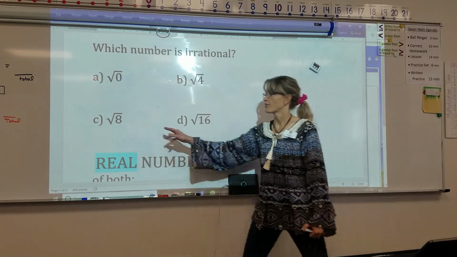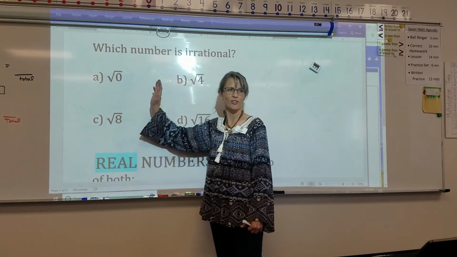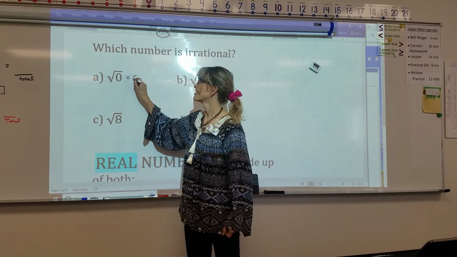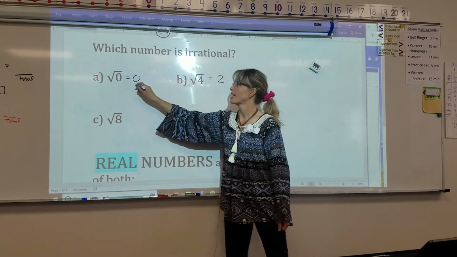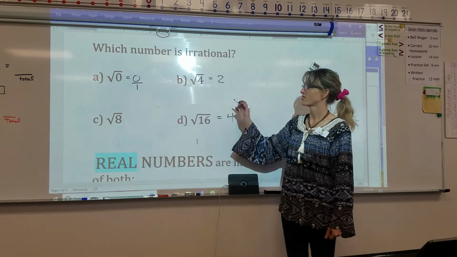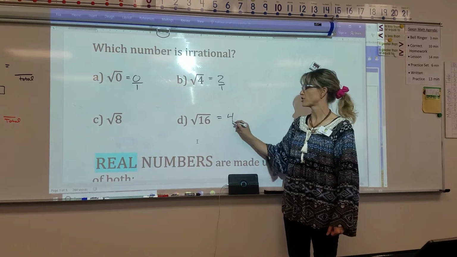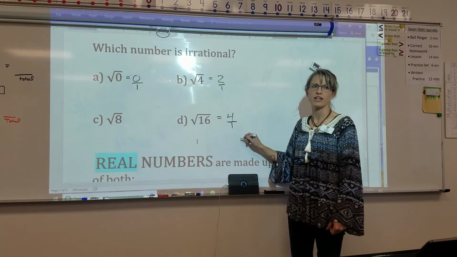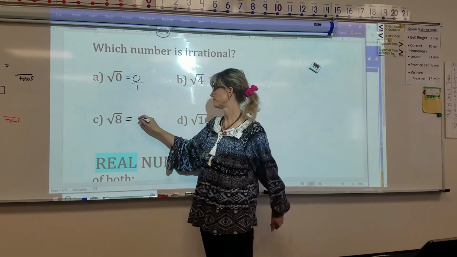All right, those of you that raised your hand on C were correct, but not the whole class did, only like a third of you did because you weren't totally sure. Let's figure it out. That's 0, that's 2. This is 4. Can I make a ratio out of that? Mm-hmm. So that's rational. Can I make a ratio out of that? Mm-hmm. That's rational. Can I make a ratio out of that? That's rational. What's this one? Who's got this one? Ethan.